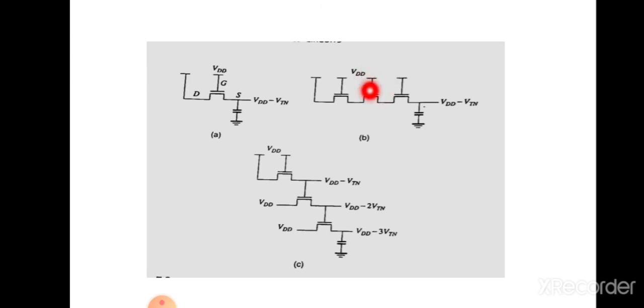If the gate voltage is changed, then the output voltage is changed. Here there is no change in the gate voltage, the change is only for the drain voltage. Because here the drain voltage is VDD and here it will be VDD minus VTN. So that VDD minus VTN will be passed here, and again here also that VDD minus VTN will be passed. So this is the case.